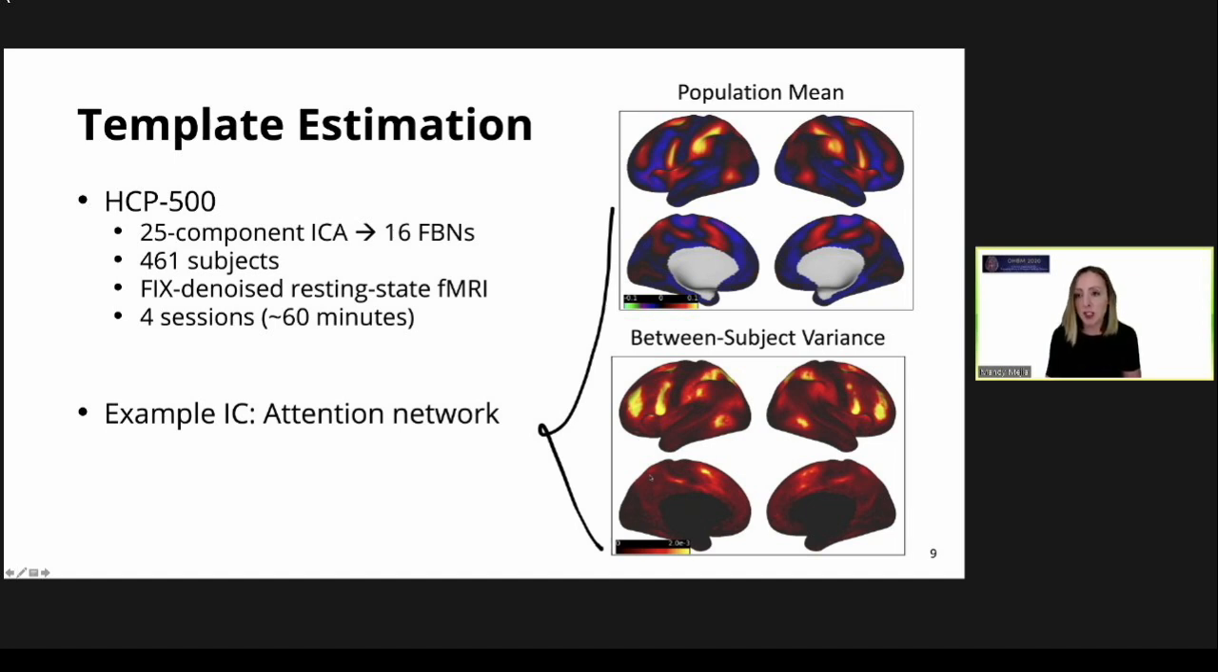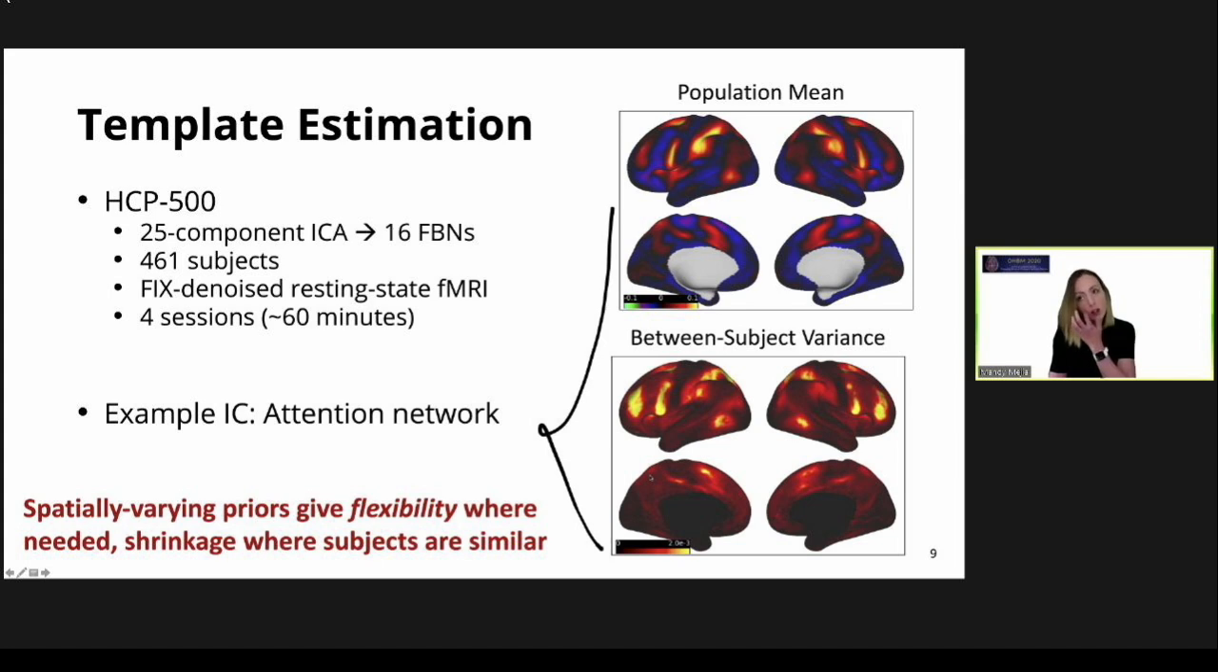At the top, you can see the population mean of this IC, and at the bottom, you see the between subject variance. One thing you may notice is that the variance is showing somewhat similar patterns to the mean. In particular, the areas that are most engaged in this network on average are also the areas where subjects tend to differ the most. And these differences could be due to topological differences or differences in intensity or connectivity within that network.